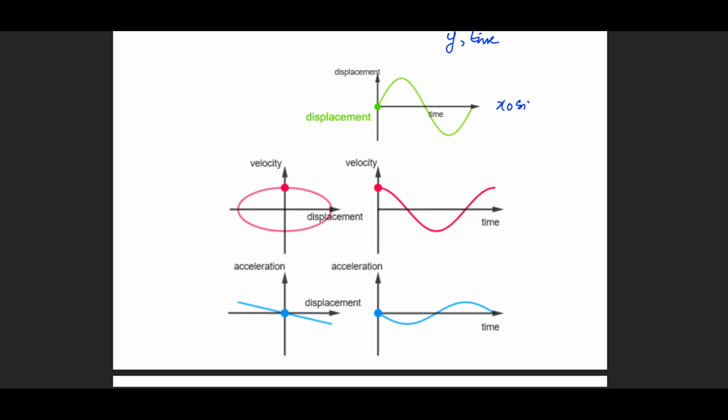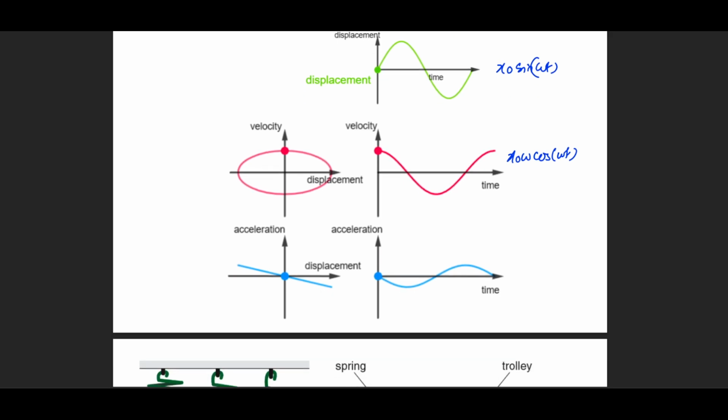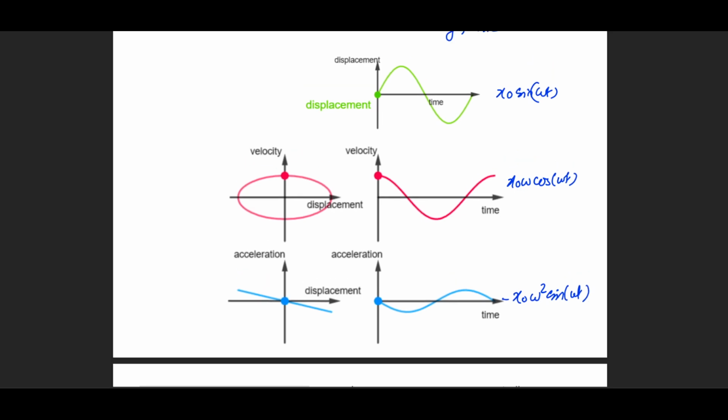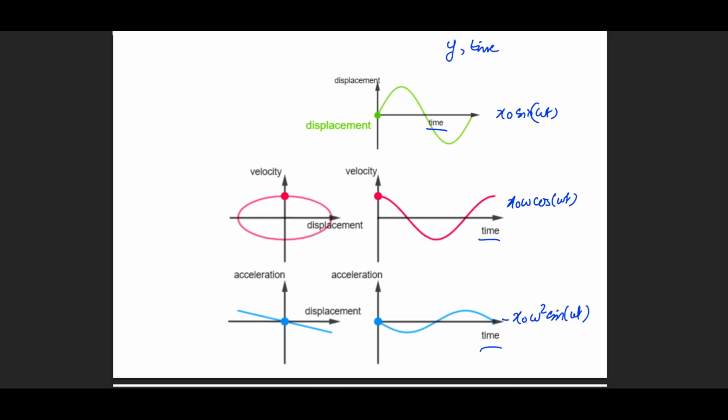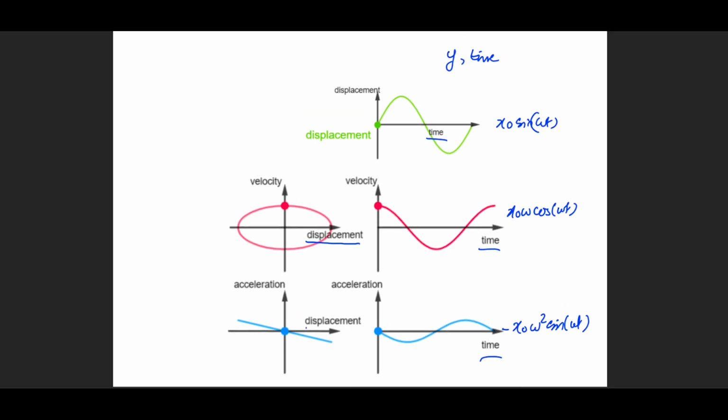So x naught sine omega t. Over here, this will be x naught omega cos omega t, the derivation that we've just done. And this one is going to be negative x naught omega squared, again with sine omega t. These are time functions because we have time on the x-axis. But if we come to the left side, we see that these are displacement functions, right? The displacement function equations for these factors simply are taken from these equations. That was v equal to this equation, and then a equal to this one.